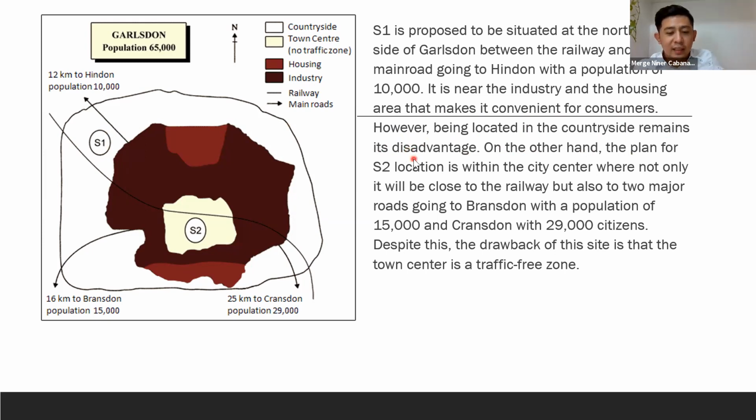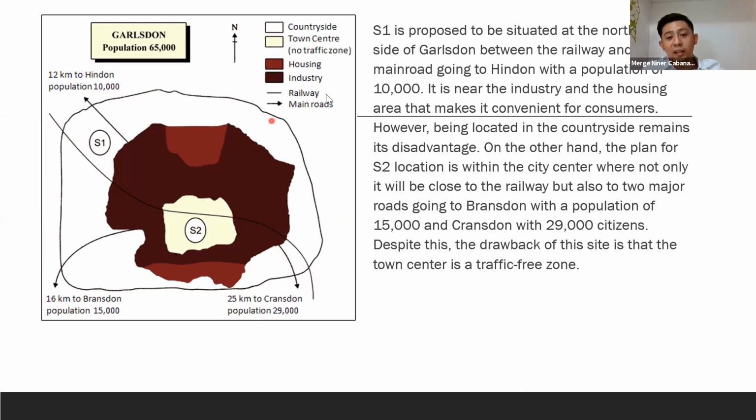remains its disadvantage. On the other hand, we're talking about S2 now. The plan for the S2 location is within the city center. Ito siya. Is within the city center, where not only it will be close to the railway, but also to two major roads. Malapit din siya sa kalsada, papuntang Cranston and Branston. I've mentioned the populations with 15,000 and 29,000 respectively. Despite this, the drawback of this site is that the town center is a traffic-free zone. Ang disadvantage daw niya is walang sasakyan na pwedeng pumunta doon. So kahit malapit siya doon sa mga kalsada, wala namang pwedeng pumunta na sasakyan.